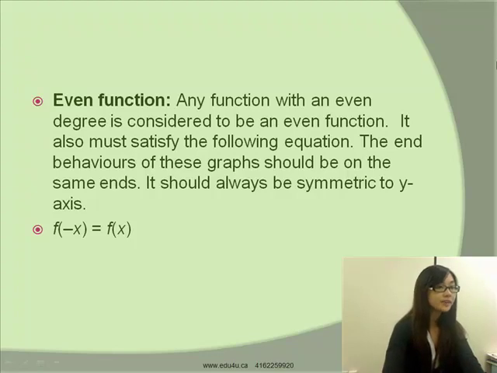An even function is any function with an even degree. The end behavior of these graphs should be on the same ends. So if one end went to the positive infinity of y, the other end should also go to the positive infinity of y. And if one end went to the negative infinity of y, the other end should do the same. Also, it should always be symmetric to the y-axis. So if f of negative x is equal to f of x, that means f of x is an even function.